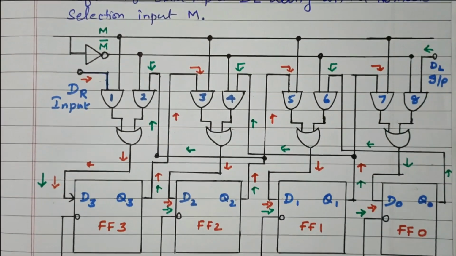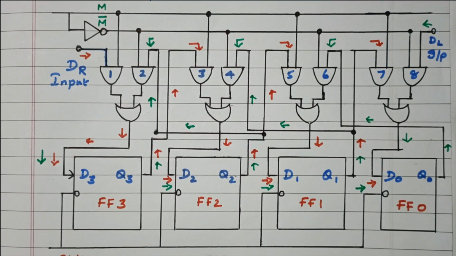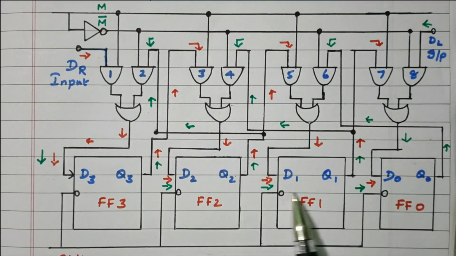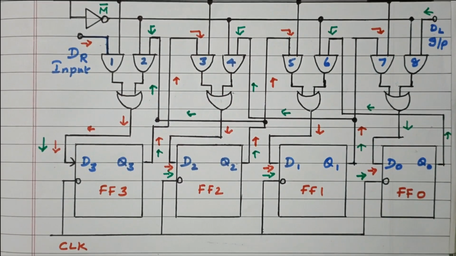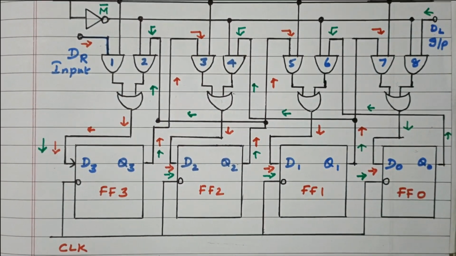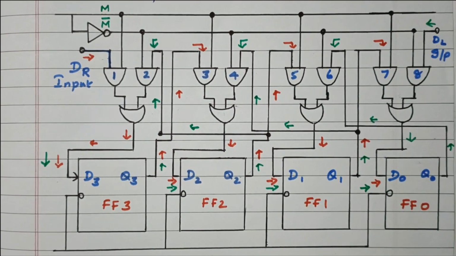So this is the logic diagram of the bidirectional shift register. There are 4 flip-flops available: flip-flop 0, 1, 2, 3. This is the clock signal. The clock signal is given to all the flip-flops. Here we used the D flip-flop.